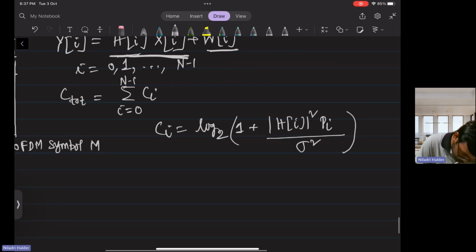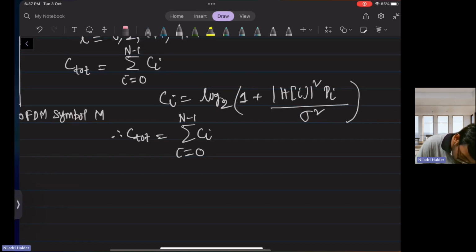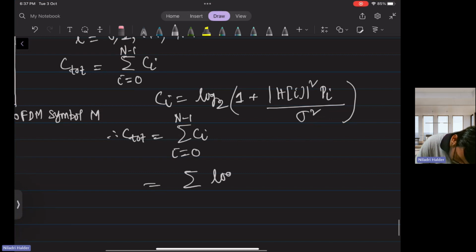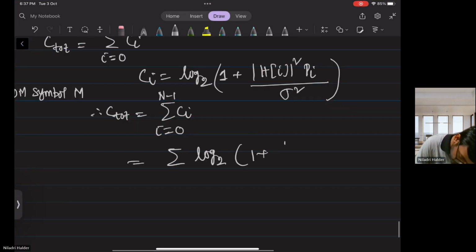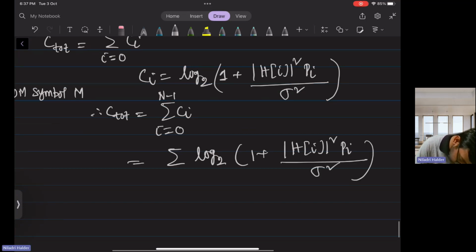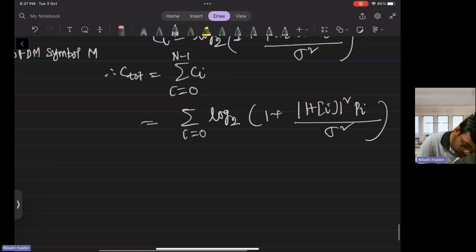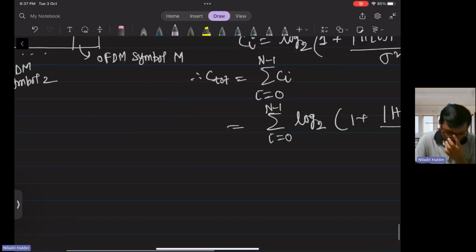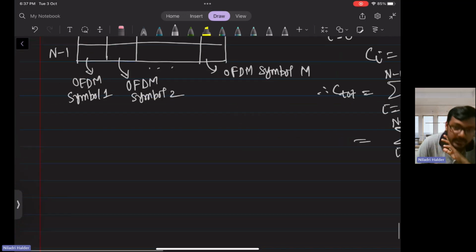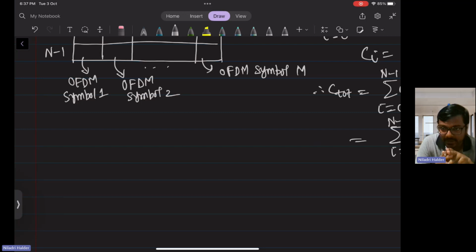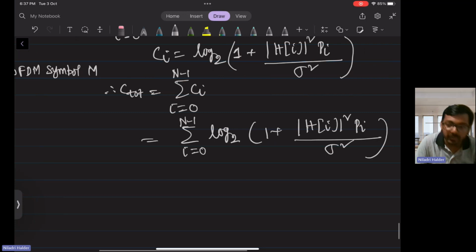Now the total capacity is equal to the summation of Ci, i goes from 0 to N minus 1. That is equal to the summation of log2 of 1 plus mod hi square Pi by sigma square, i equals 0 to N minus 1. Then we need to find this capacity to be maximum with respect to this Pi. We need to find out the optimal Pi so that this capacity is maximum.